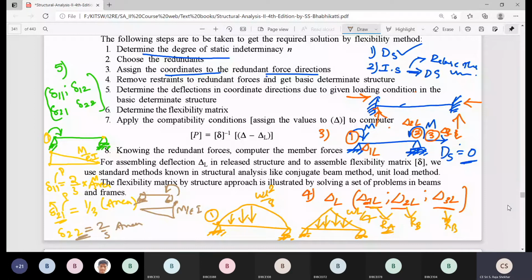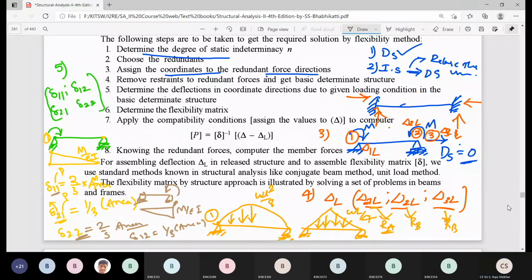So for delta 22, like delta 11, we need to multiply with the 2/3 coefficient, 2/3 of the area of this triangle. Delta 12 will be equal to 1/3 of the area of this M by EI diagram. Like that, we are going to calculate delta 11, delta 21, delta 22, delta 12. All these values we are going to calculate.